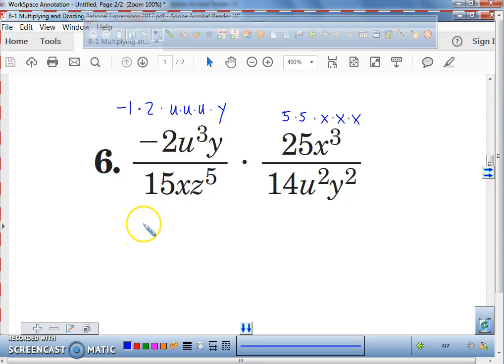Break down the 15. Come on. Put down the 5. 3. Okay. And a 5. You got an x.